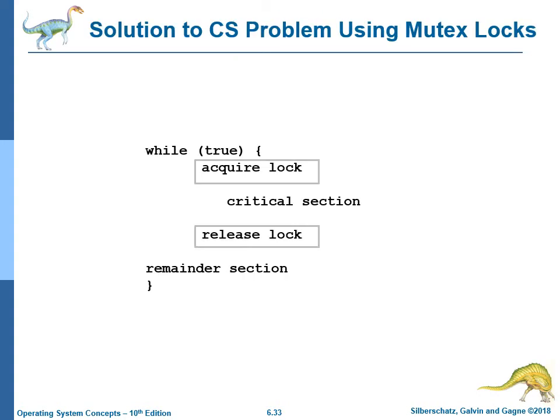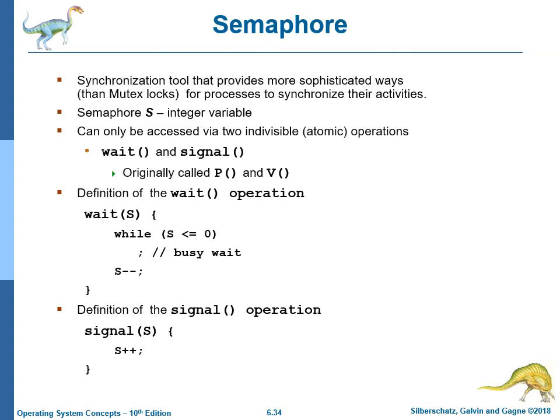This is how the problem is solved using the mutex lock from earlier. The process acquires the lock before it can enter the critical section. When it has finished its critical section, it releases the lock. What happens is that busy waiting keeps trying to acquire the lock. Busy waiting is the continual looping from earlier, which is what is called a spin lock.